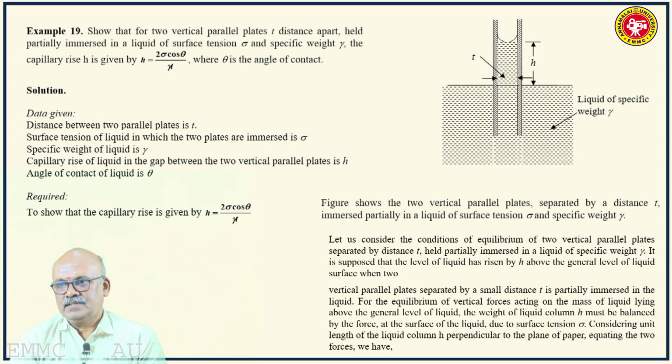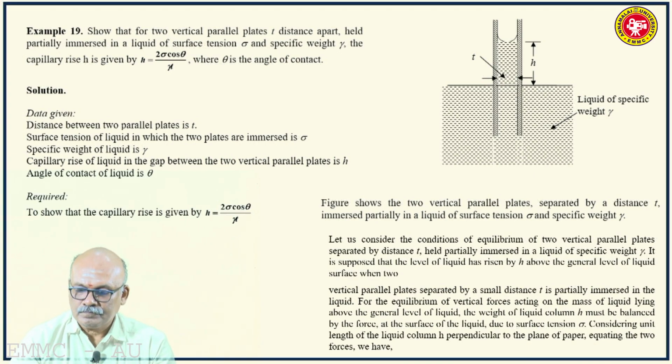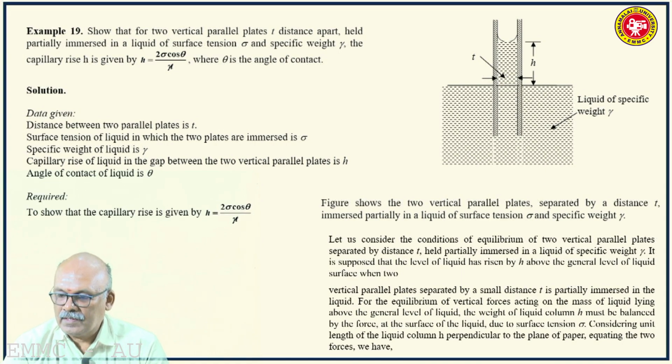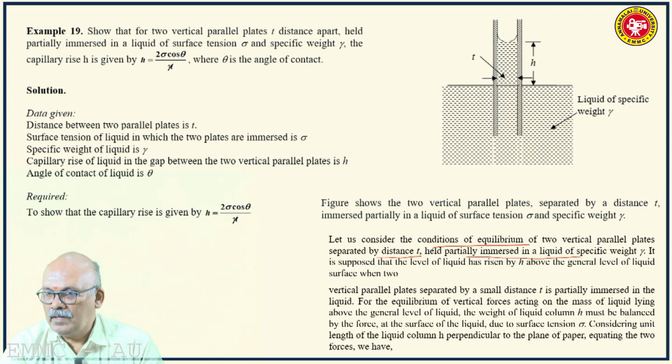Now, the distance between these two parallel plates t is such that it is acting like a capillary tube, and you can consider the equilibrium of the two vertical parallel plates separated by a distance t, held partially immersed in liquid of specific weight gamma. Now, what happens? The liquid level rises. There is a capillary rise because of the small distance t between the two parallel plates.